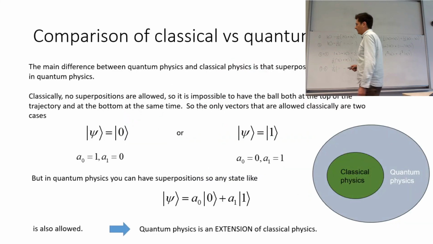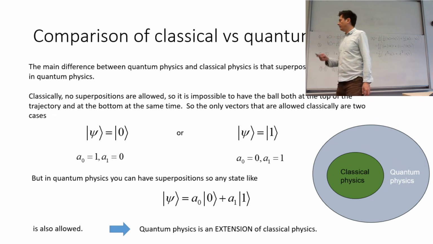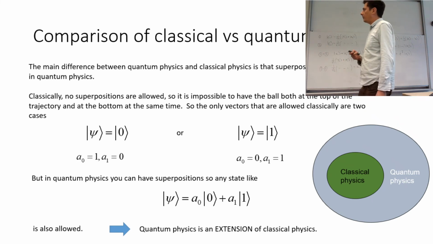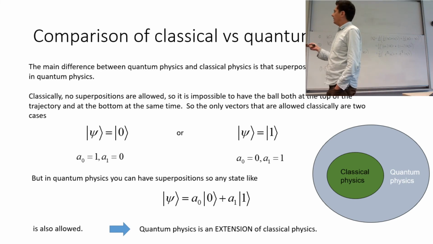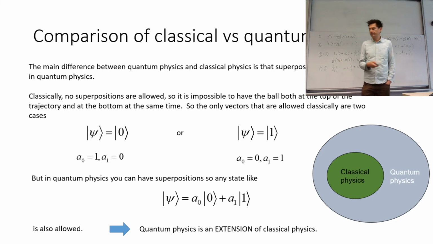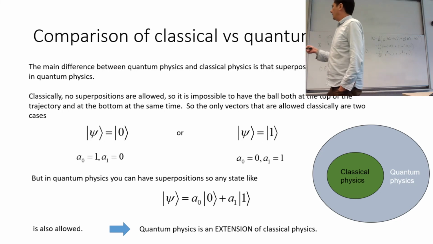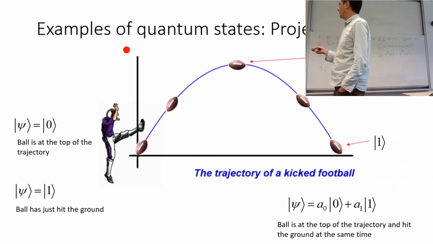Now let's look at some limiting cases, if you like. I've already mentioned this in maybe the ball example, but what we can see here is that really the main difference between quantum physics and classical physics is that quantum physics allows superpositions, but classical physics usually doesn't. Right? So again, I was saying that the ball was at the top of the trajectory or at the bottom. So this example here.